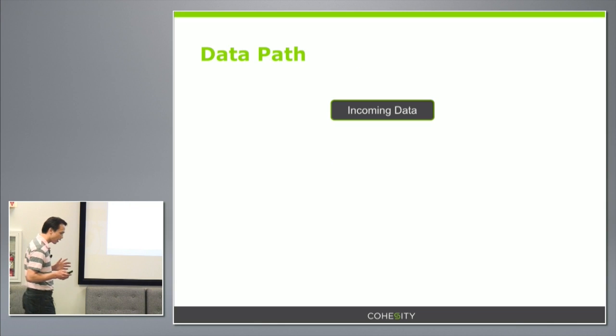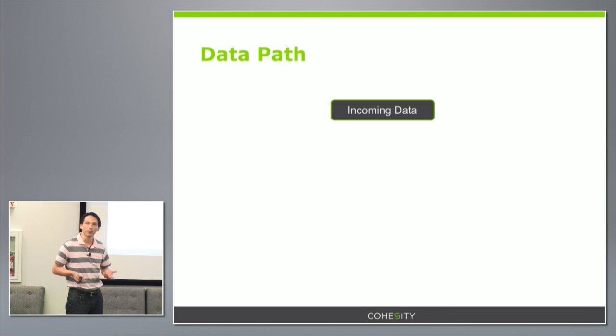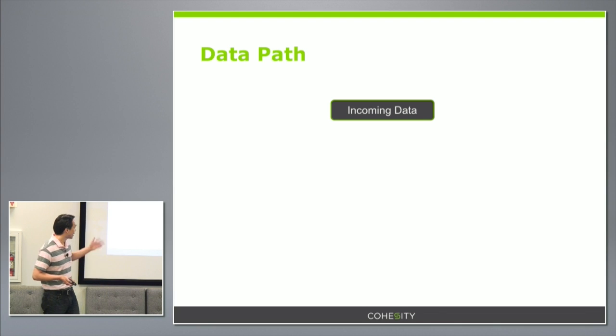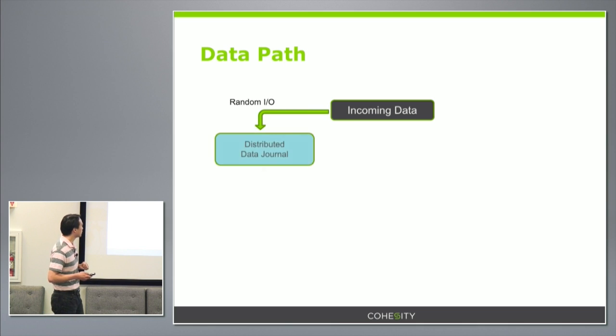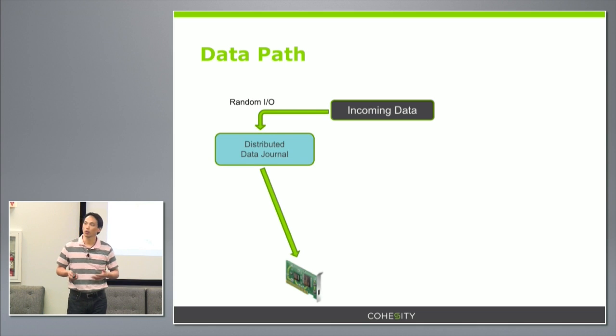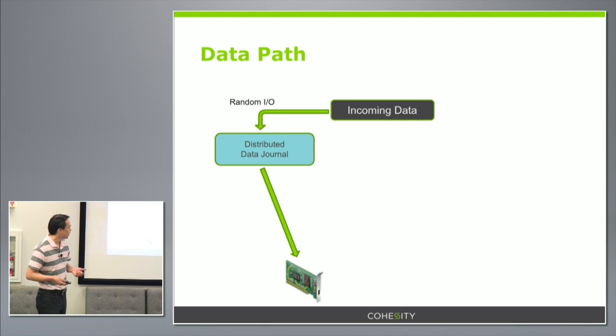Okay, so now that you have the file created, you want to write to this data. So let's go to the data path. Here, incoming data is coming into the system. The first thing we do is determine whether it is random I/O or sequential I/O. If it is random I/O, then we give it to our distributed data journal, which is backed by the SSD. Write to the journal and return success. So this is our fast path for random I/O.